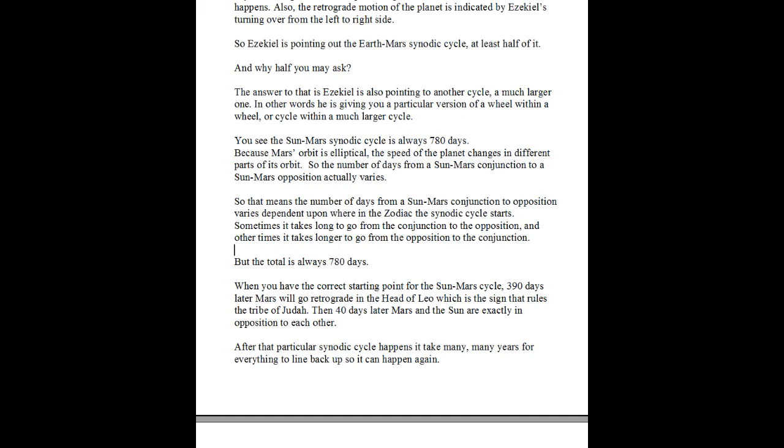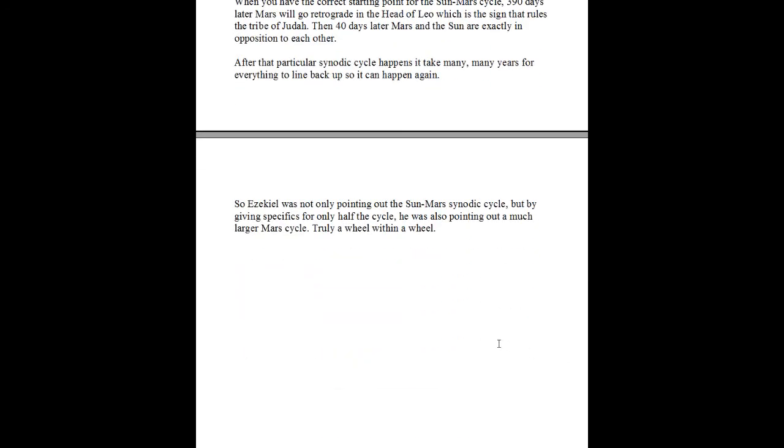So this is what Ezekiel was actually pointing out, a specific location in the zodiac for this Sun-Mars synodic cycle to happen, or at least the first half of it. And it takes many, many years for that cycle to line back up and happen in exactly the same place. So Ezekiel was not only pointing out the Sun-Mars synodic cycle, but by giving specifics for only half of the cycle, he was also pointing out a much larger Mars cycle, truly a wheel within a wheel.